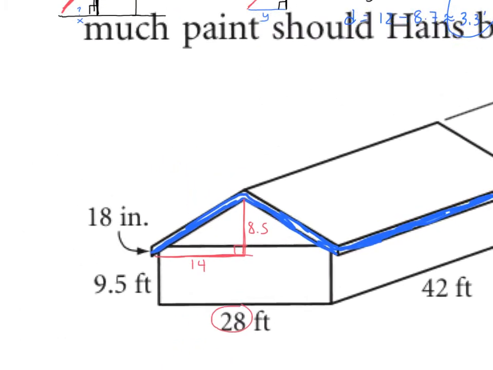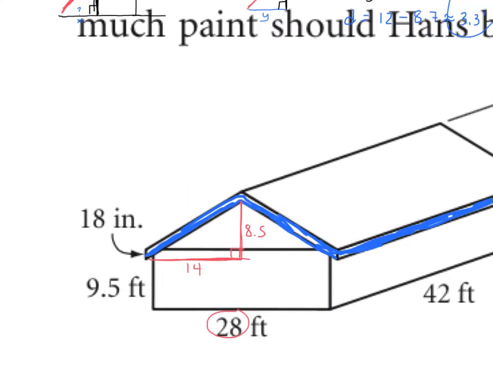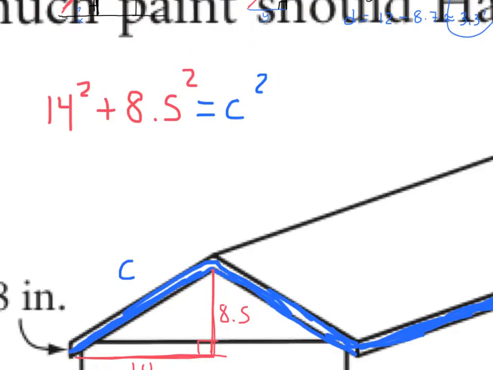All right, so now we can use the Pythagorean Theorem with the 14 and the 8.5 to find out the approximate length of just the side of the roof there, which I will call C squared. All right, then punching all that into a calculator, I get approximately, and I'm going to round up here just slightly, 16.4 feet.